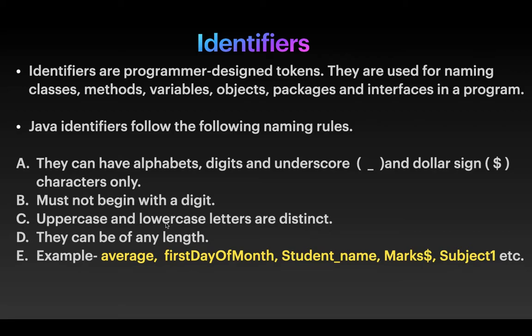Now, uppercase and lowercase letters are distinct, just like we discussed in the previous example of keywords. So we can have a variable with the name capital A, and another variable with the name small a. Both will work and exist at the same time, because capital A and small a are two different variables and can exist at the same time since their cases are different. So this also you have to keep in mind, but normally we don't do that.